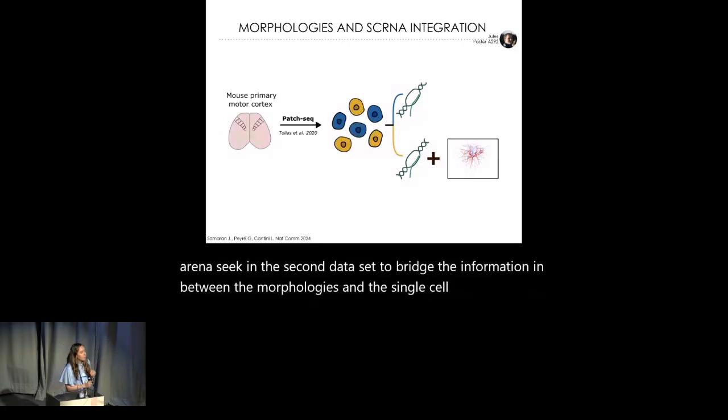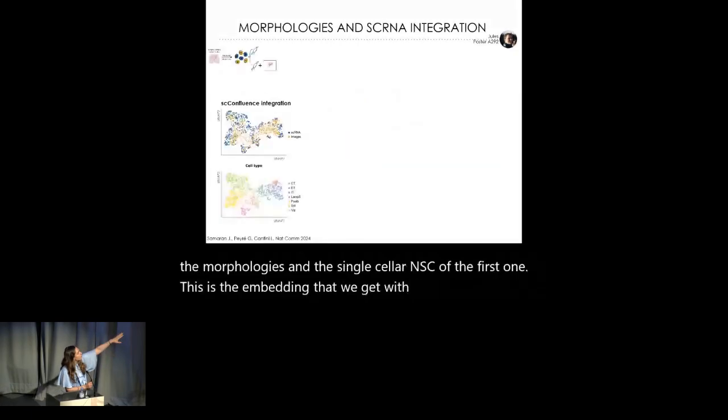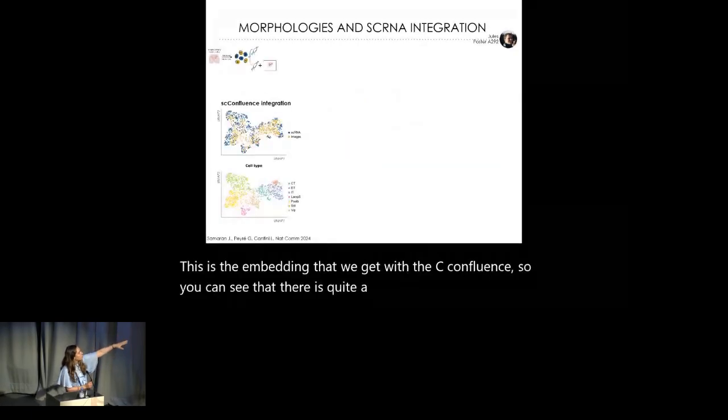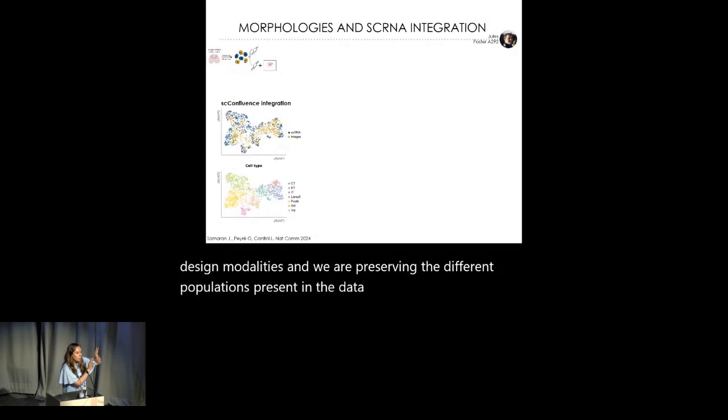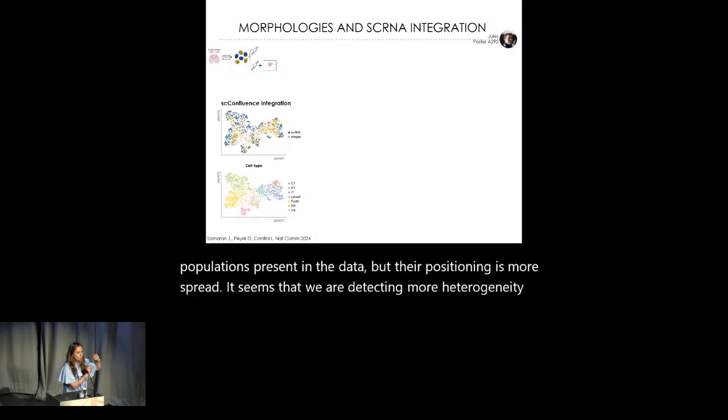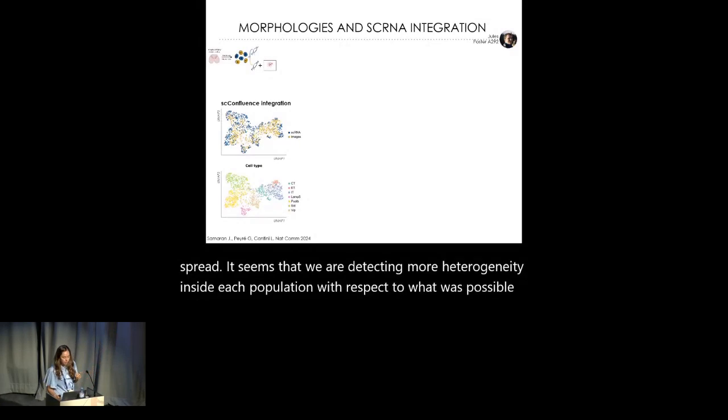This is the embedding that we get with scConfluence. You can see that there is quite a good mixing between the data modalities, and we are preserving the different populations present in the data. But their positioning is more spread. It seems that we are detecting more heterogeneity inside each population with respect to what was possible with single-cell RNA-seq. And this is information that is coming from the morphologies.